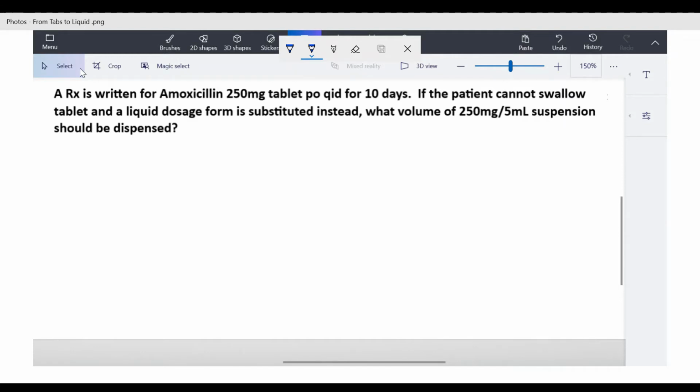If the patient cannot swallow tablet and the liquid dosage form is substituted instead, what volume of 250 milligram per 5 milliliter suspension should be dispensed? Okay, so with a problem like this, do not freak out. Just calm down. There's a lot of pieces involved, but what needs to be dissected are 2 key items, and there are numbers embedded in some of these items.